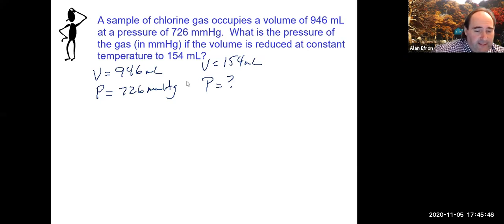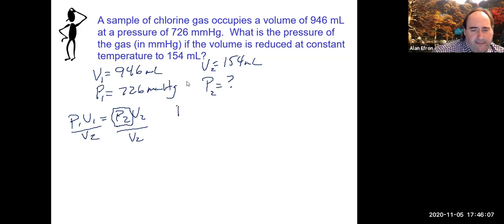So again, you can hopefully see Boyle's law here. You could call the first set of information ones and the second set twos, and we would use P1 V1 equals P2 V2. Here we're solving for P2, so we want to divide V2 to the other side. That gives us P1 V1 over V2 equals P2.